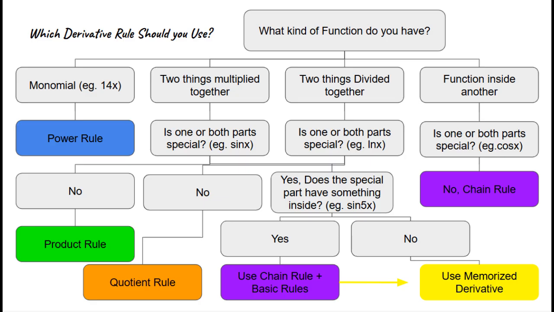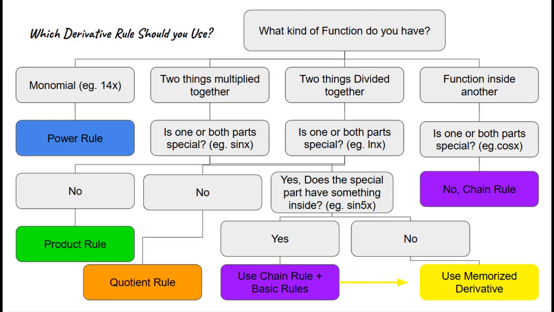Here is a quick flowchart to help you figure out which derivative rule you should use. So when you see a crazy looking function, you will actually know where to start. And if your brain shuts down like mine, when you see something crazy like sine 3x times e to the power of x over x squared, don't worry, this flowchart will be your new best friend.